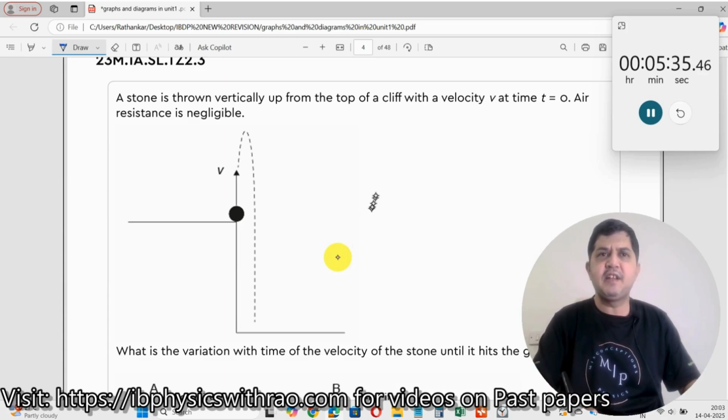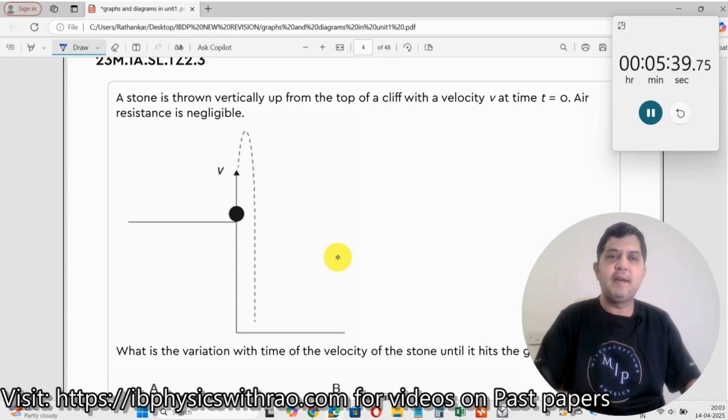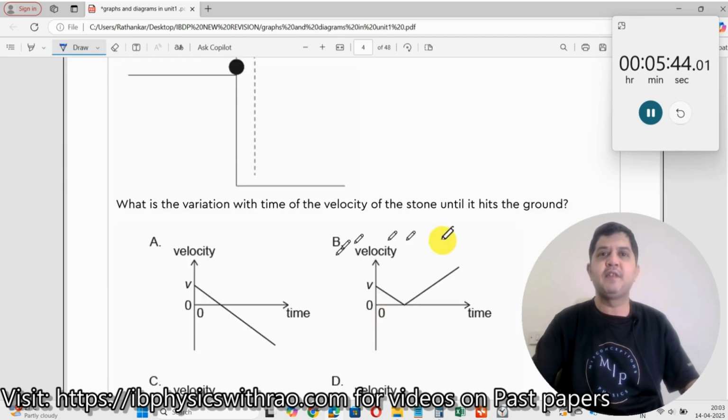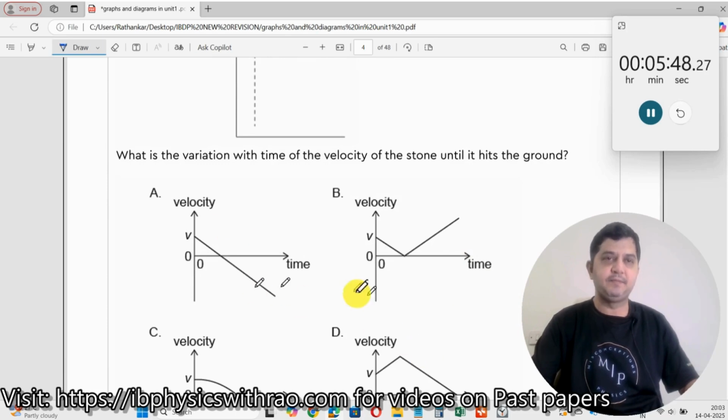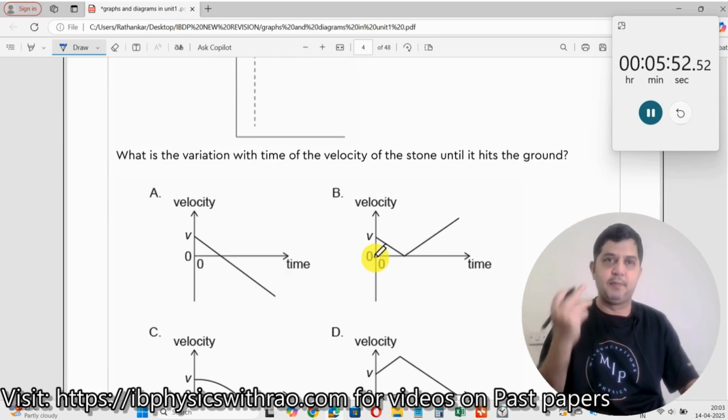A stone is thrown vertically up from the top of a cliff with velocity v at time t equal to 0. Air resistance is negligible. What is the variation with time of the velocity of the stone until it hits the ground? Okay, so now it's a VT graph. In a VT graph, what all can we find? We can find the area, we can find out the slope, right?